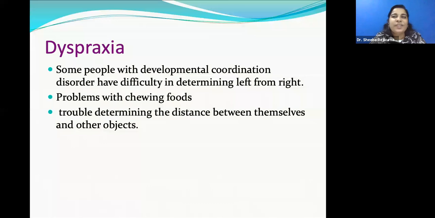Problems with chewing food. They won't be making a good presentation while they're eating. We won't be wishing to see them while they're eating. They'll be having problems with chewing food. Trouble determining the distance between themselves and other objects. Actually, this is what is causing their trouble. They can't identify the distance between themselves and others, or when they will collide. That time gap is valuable. They just collide, they just fall down.